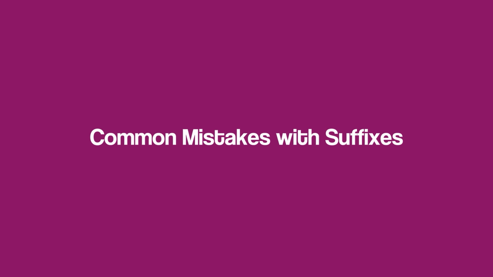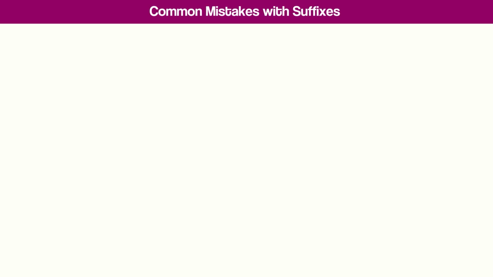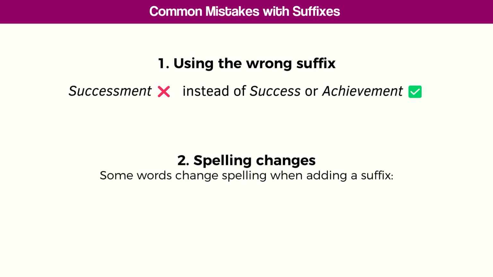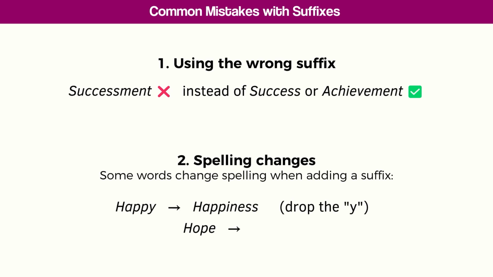Common mistakes with suffixes. Using suffixes correctly can be tricky. Here are some common mistakes and how to avoid them. 1. Using the wrong suffix. Example, successment instead of success or achievement. 2. Spelling changes. Some words change spelling when adding a suffix. Happy becomes happiness. Drop the y. Hope becomes hopeless. Keep the e.